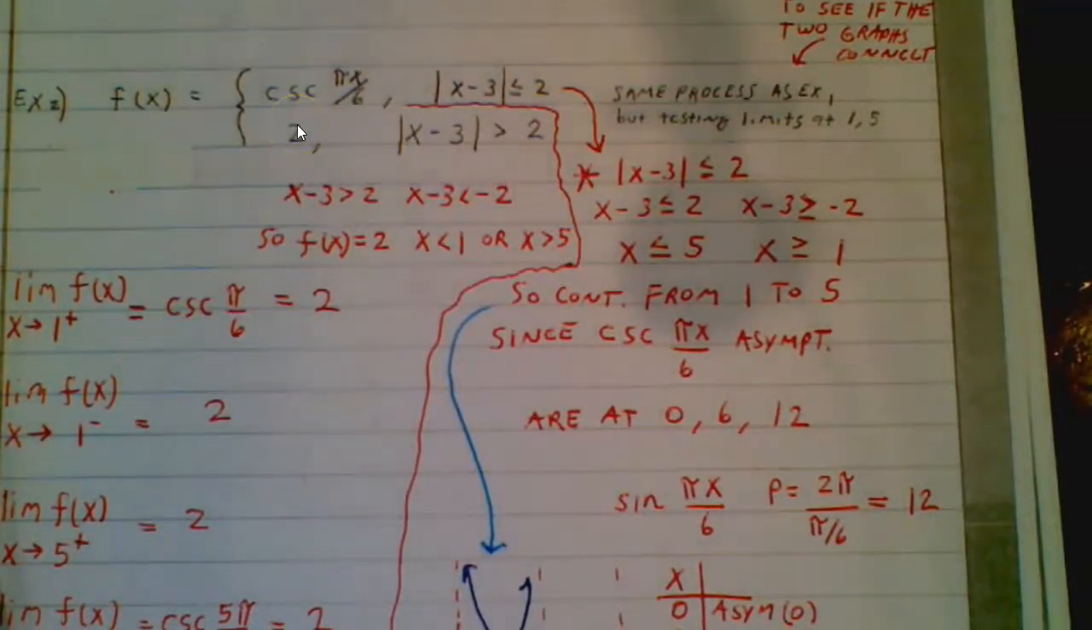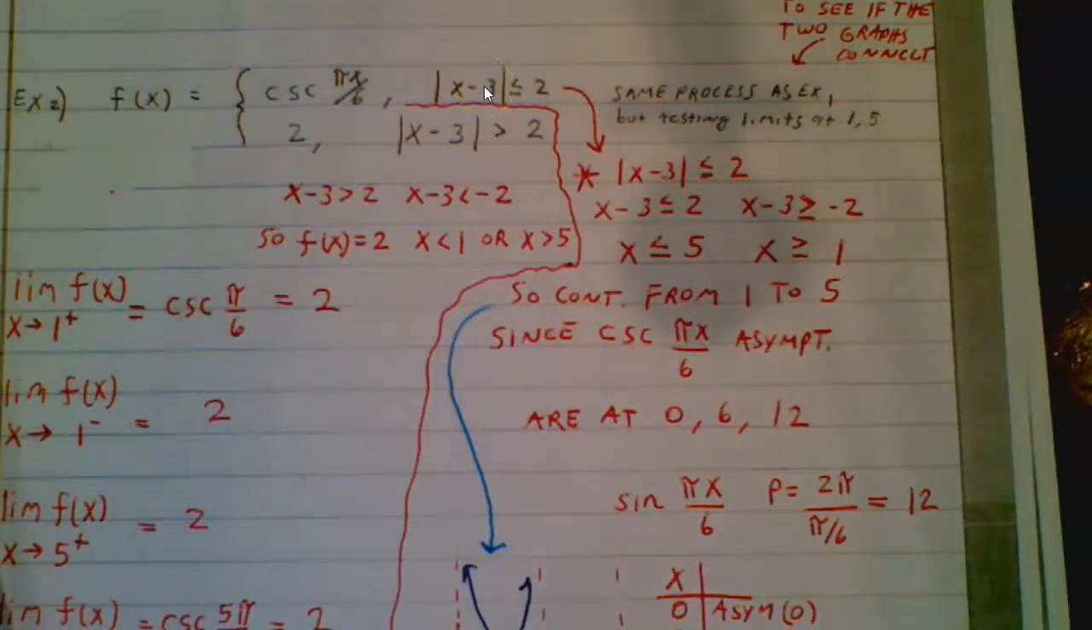So when we are testing for continuity of f of x, again, what we are trying to figure out is, is this graph connected to this graph according to this domain? So we need to take a look at this function according to this domain and y equals 2 in this domain. So I'm going to start out with just the upper function that you see right here, the cosecant of pi x over 6.